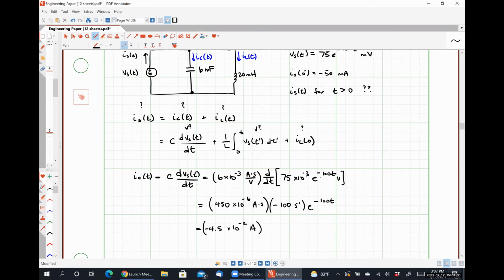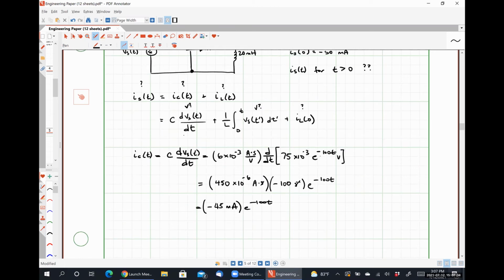Amps. Or a smarter way to do this might be just calling it negative 45 milliamps at this point. Right, because my seconds and my per seconds cancel each other. e to the minus 100t. All right, so we got this guy taken care of.